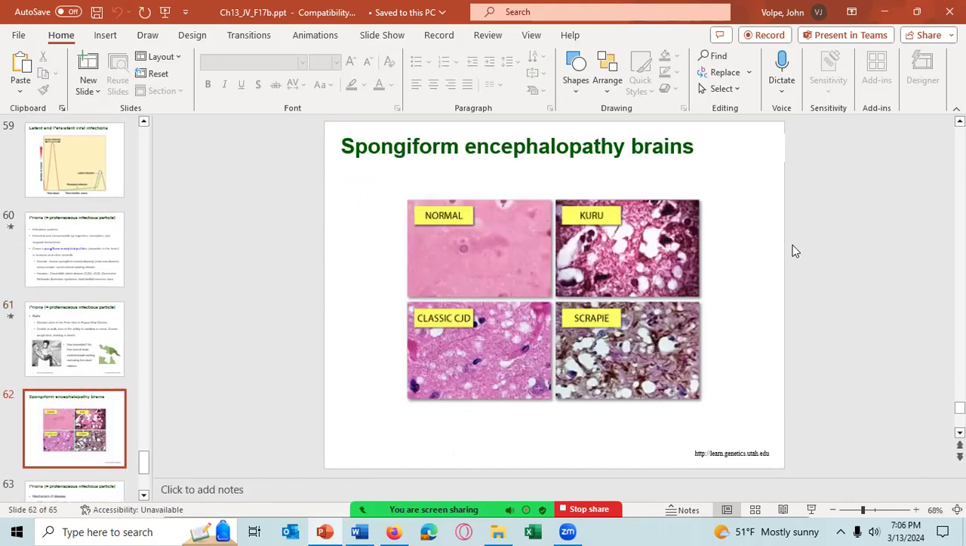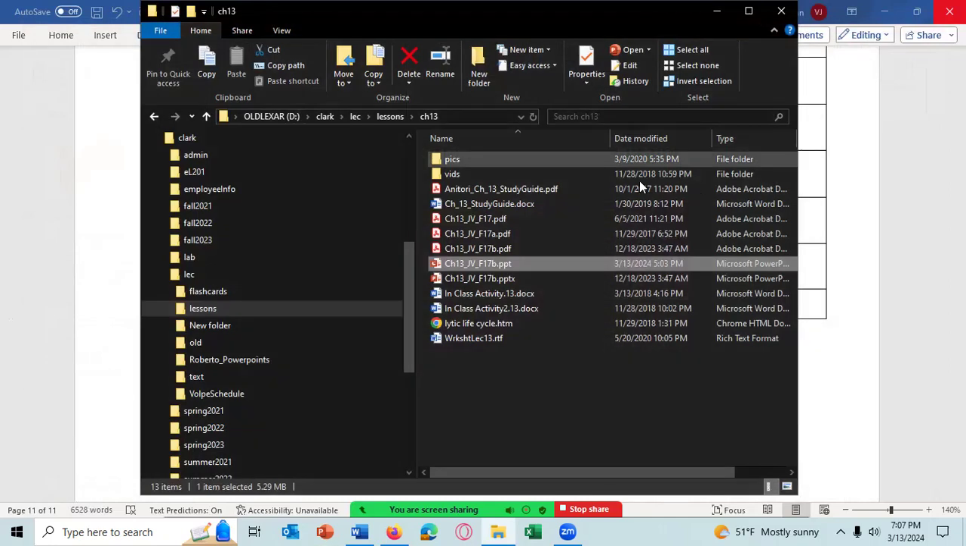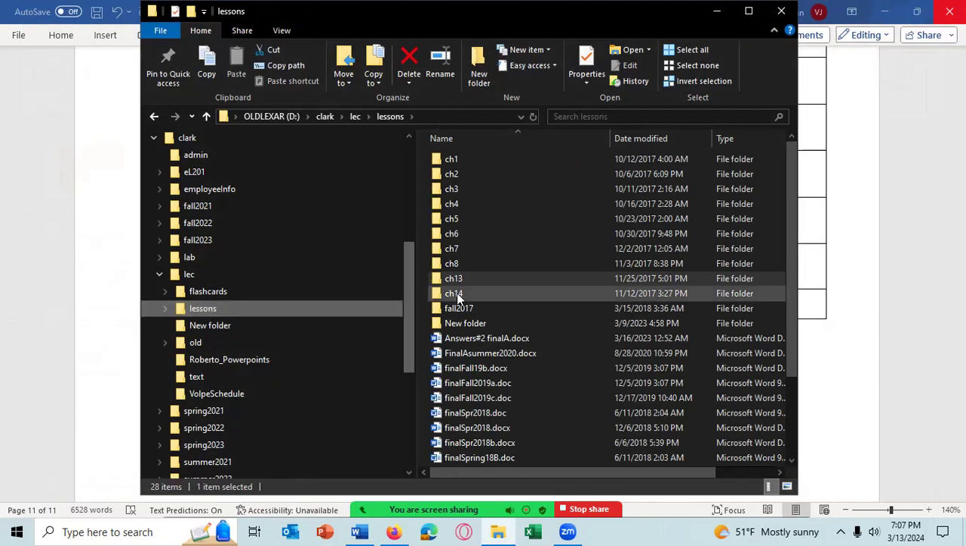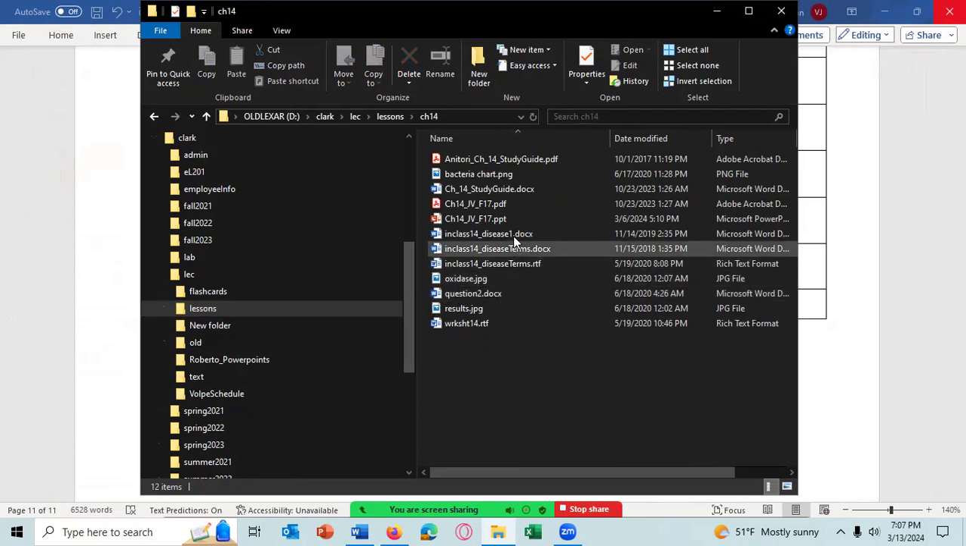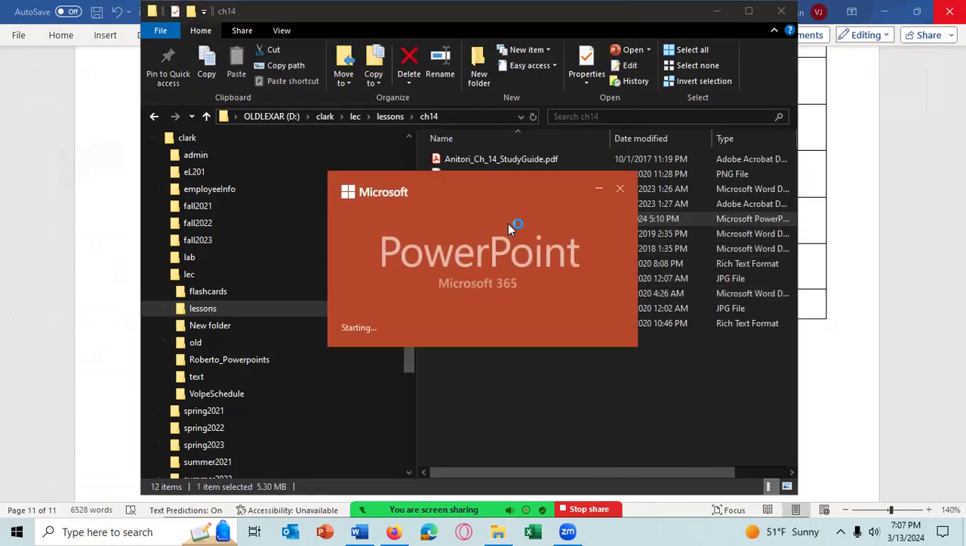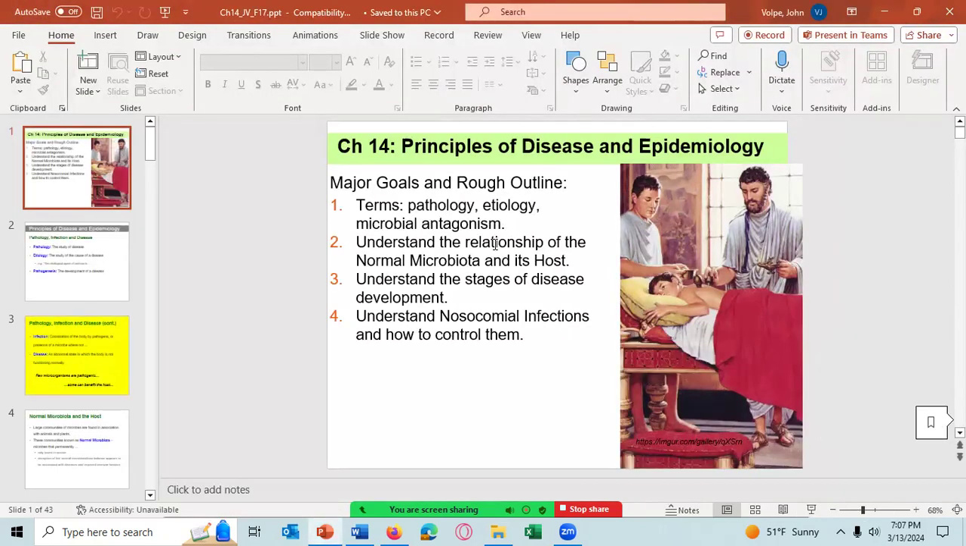All right, any questions about chapter 13? Let's move on to chapter 14. In chapter 14, you should know the terms of this chapter. If you know the terms of this chapter, you'll learn 50% of the material in this chapter.